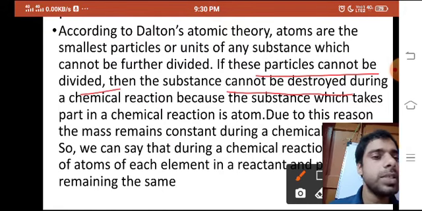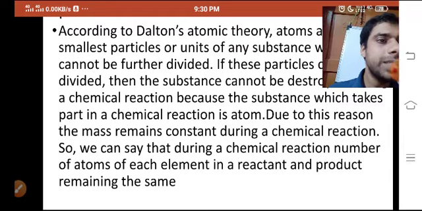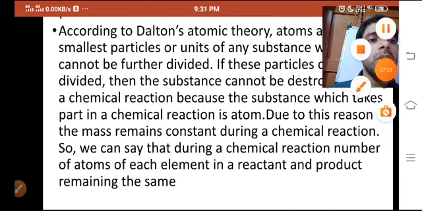So that was the basis, and due to this reason mass remains constant, and if mass remains constant, mass will not decay in a chemical reaction. So the total mass of the reactant side and the total mass of the product side would be equal. That's why it is the basis of the explanation of the law of conservation of mass. And if mass is not decreasing or increasing, that means the number of atoms is also not being lost. So the number of atoms on the reactant side and on the product side will also be equal.